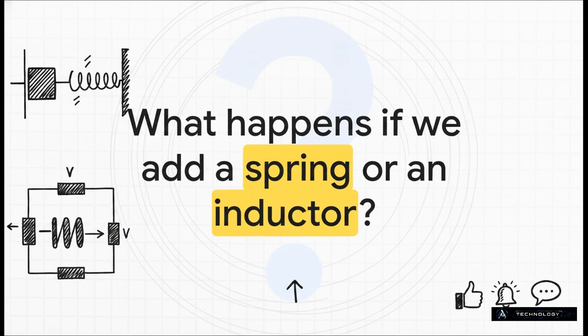So we've got the first-order system totally locked down, but I want to leave you with this question to ponder. What happens to the math when we add a spring to our mechanical mass, or, say, an inductor to our circuit? What happens when a system can store energy not just in one way, but in two? Well, we're going to tackle exactly that in our next explainer on second-order systems.